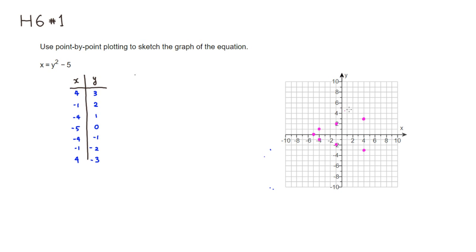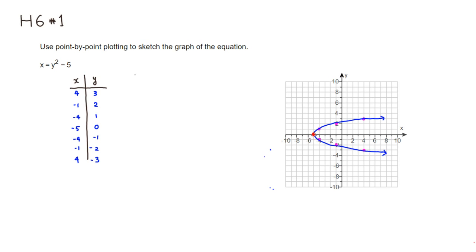Alright, so we can kind of connect these dots to sketch the graph. It's going to probably look kind of like this. I'm going to just go here, making sure to go through those dots. Let's see, not the best picture. Alright, so this is the graph. It's a kind of sideways parabola, and the vertex is right at the leftmost point here.